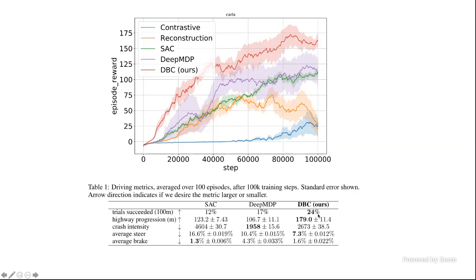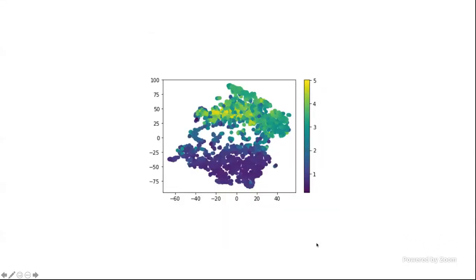We have a significantly higher number of trials which succeed, where the car is able to progress like 100 meters without crashing. It's able to progress on average many more meters than soft actor critic or deep MDP. There are also other numbers relating to crash intensity, average steering, and braking. And here again, I think it'll be really nice to see where these pixel observations map to in the latent space.